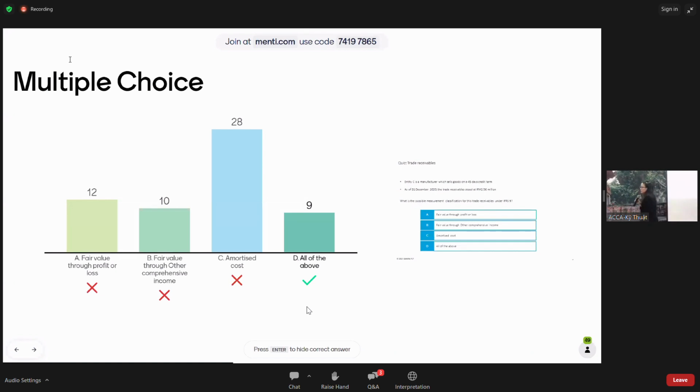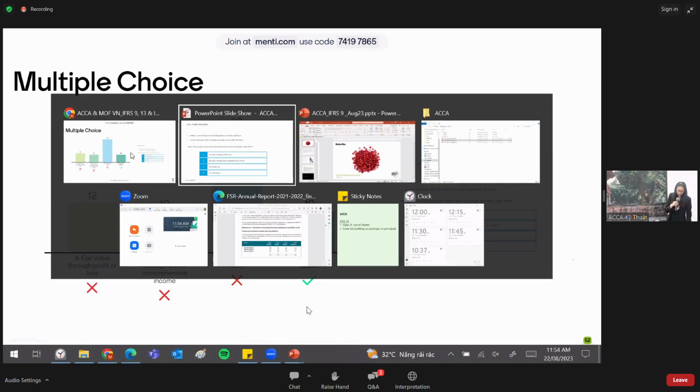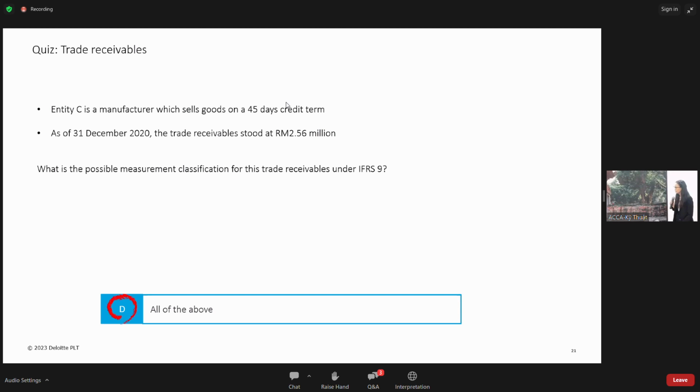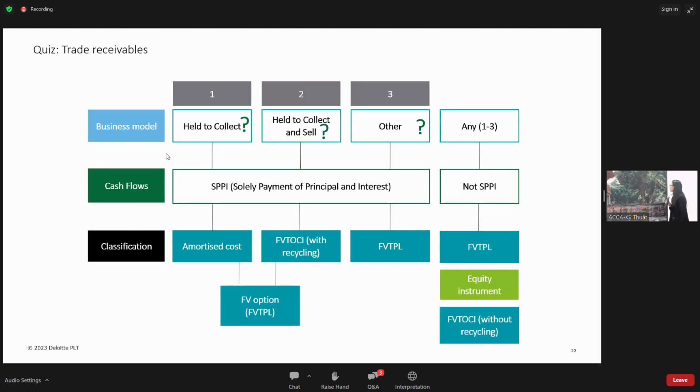So the answer is all of the above. We might look at it very simplistically. Trade receivable definitely is amortized cost, right? But if we follow IFRS 9, you can have any, because at the moment, I did not give you the information about what is his business model. But I know that the SPPI test is met.